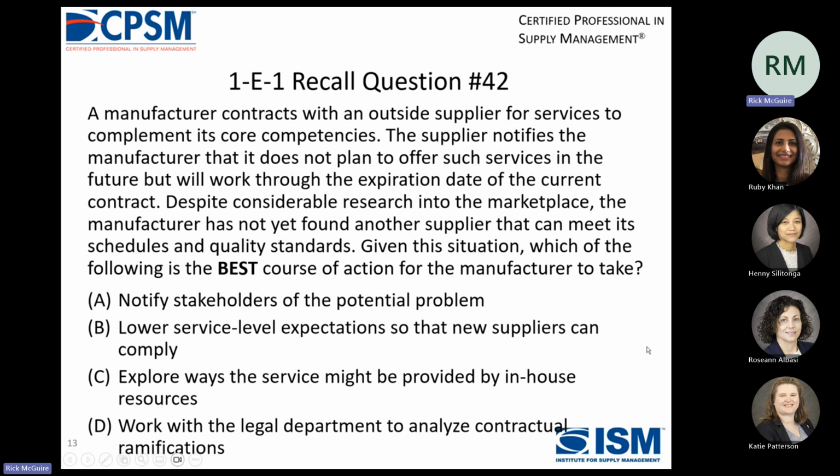All right. One more here. A manufacturer contracts with an outside supplier for services to complement its core competencies. The supplier notifies the manufacturer that it does not plan to offer such services in the future, but will work through the expiration date of the current contract. Despite considerable research in the marketplace, the manufacturer has not yet found another supplier that can meet its schedules and quality standards. Given this situation, which of the following is the best course of action for the manufacturer to take?